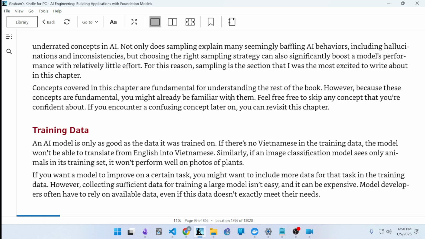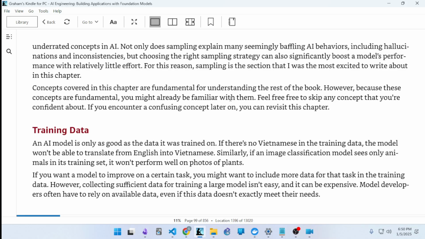Training data. An AI model is only as good as the data it was trained on. If there's no Vietnamese in the training data, the model won't be able to translate from English to Vietnamese. Similarly, if an image classification model only sees animals in its training set, it won't perform well on photos of plants. If you want a model to improve on a certain task, you might want to include more data for that task in the training data.